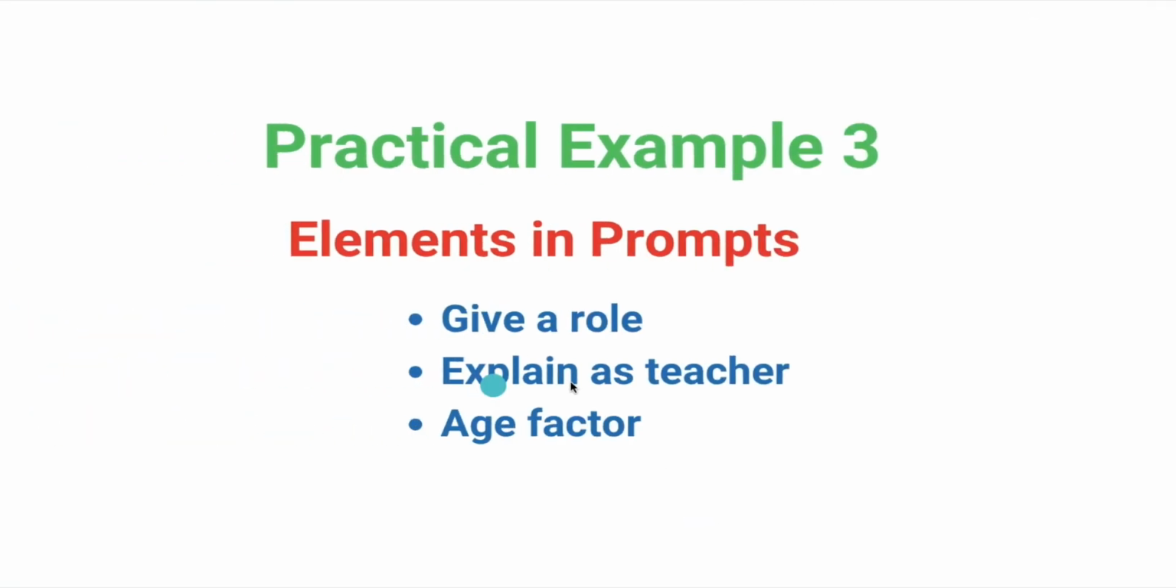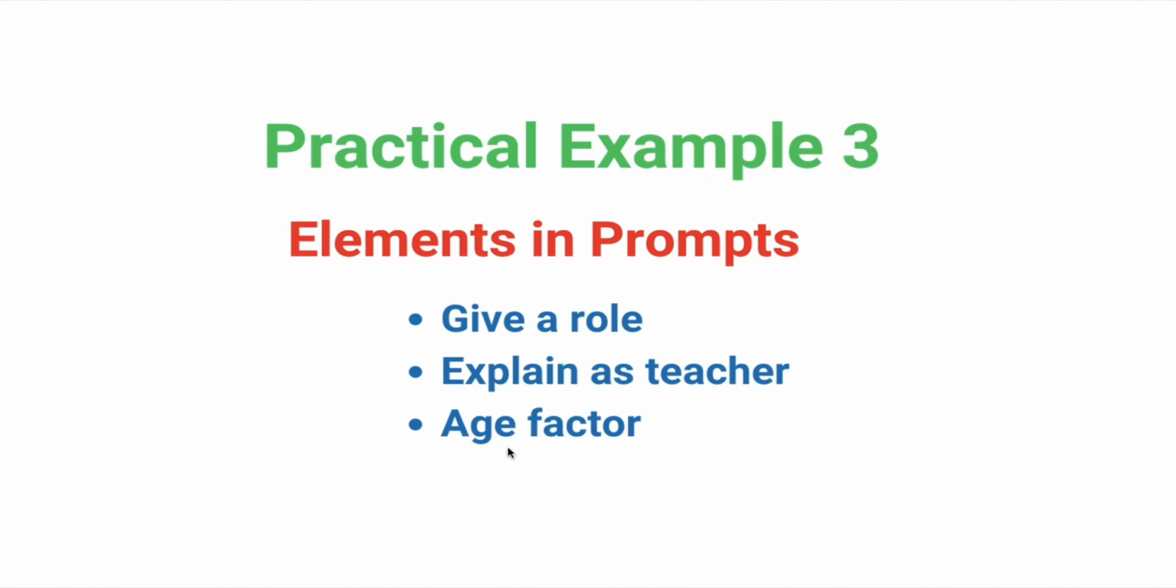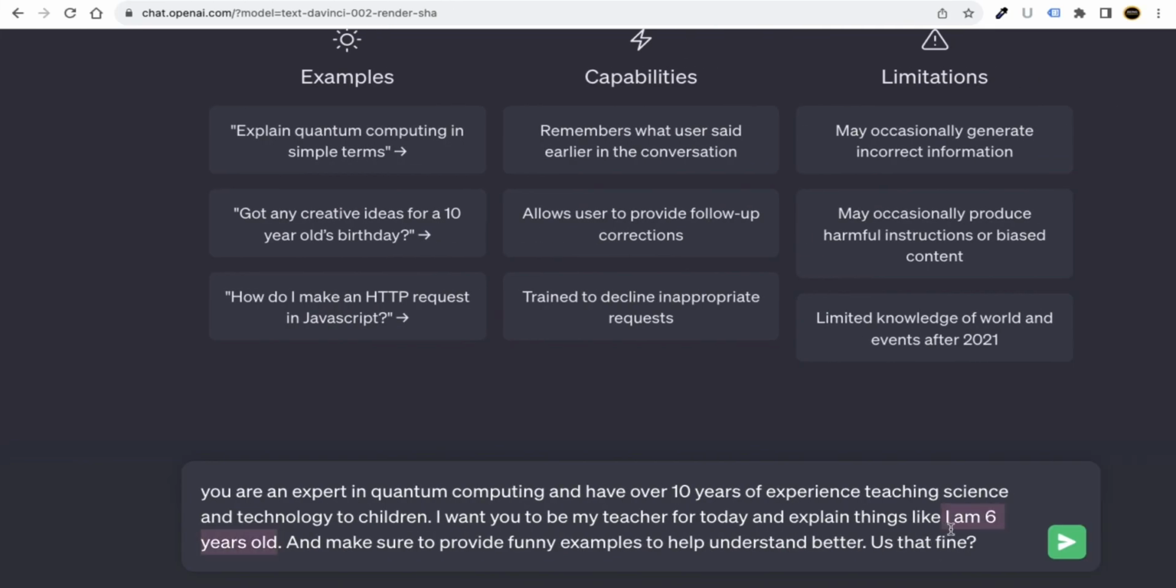Okay, so make sure that you tell the AI to explain as a teacher. Okay, my teacher for today, and explain things like I am a 6-year-old kid. So if you include the age factor here, like I have added here, I am 6 years old. I am basically telling the AI that you are an expert in quantum, and please be my teacher for today because I am 6 years old. Okay, and provide me with funny examples to help understand better.